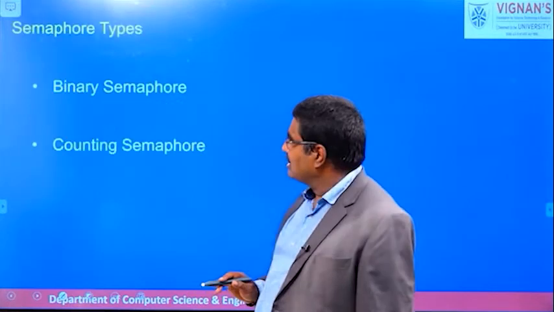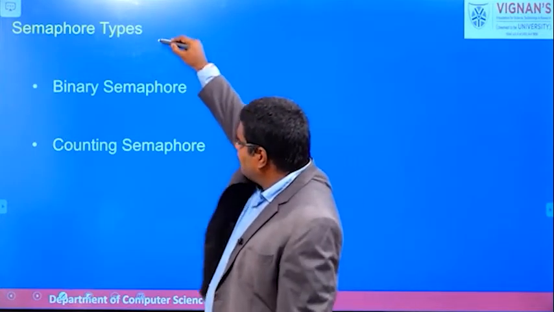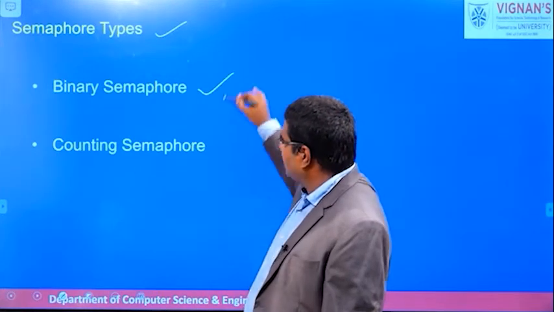Now we try to discuss how we are able to use the semaphores. So we try to discuss the types of semaphores. There are two types of semaphores available: one is the binary semaphore and another one is the counting semaphore. We already know the binary number system. What are the possible values of the binary number system? Either 0 or 1.